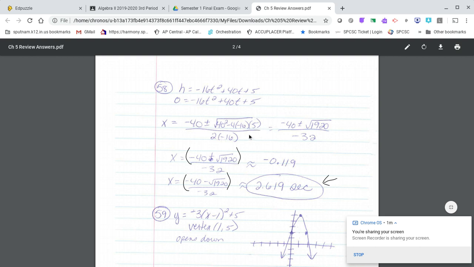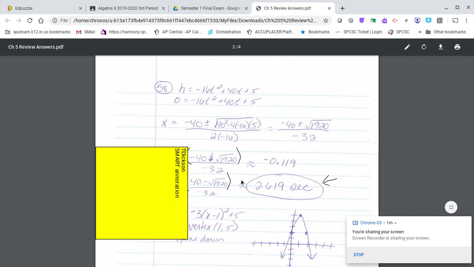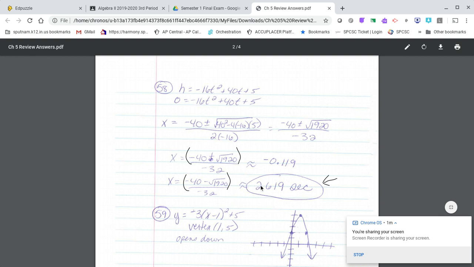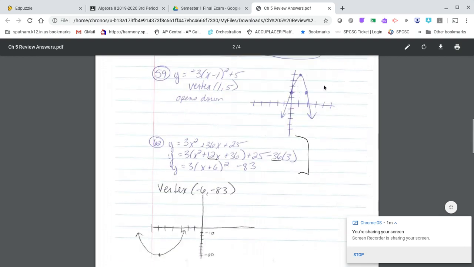So I do the quadratic formula, and I get 2 answers, but it can't be a negative time. You want to practice doing this on your calculator. Whoa. And so 2.619 seconds should be the right answer. I don't know why that yellow box keeps going up there.